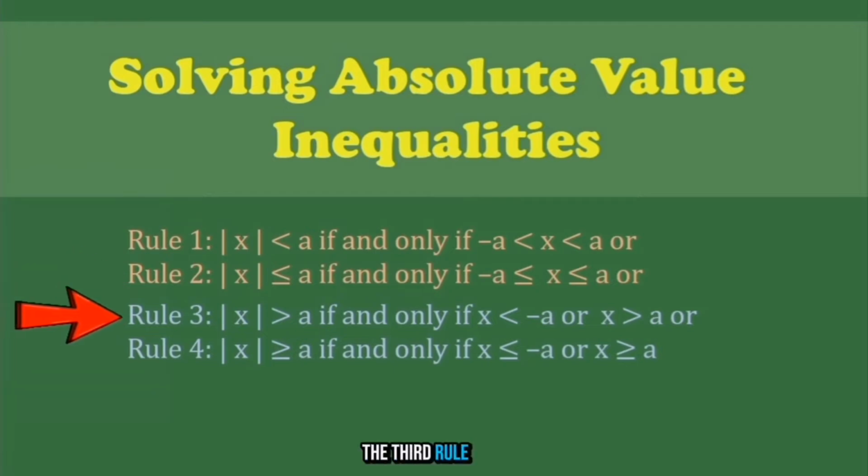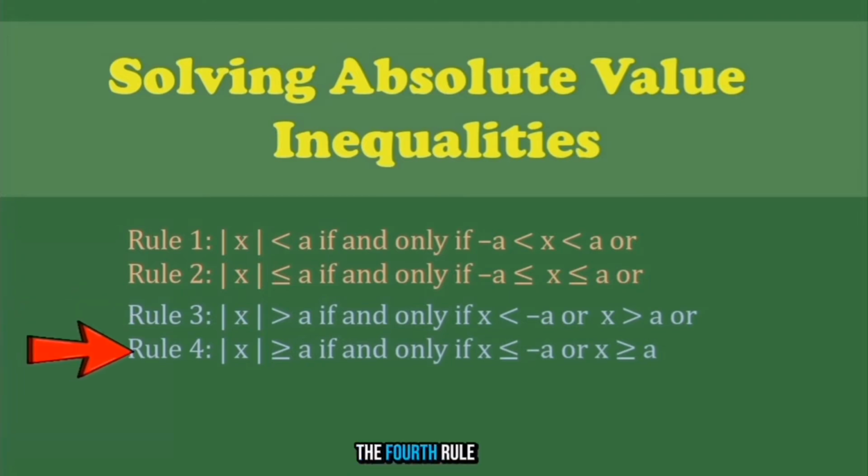The third rule: the absolute value of x is greater than a if and only if x is less than negative a or x is greater than a. If the absolute value of x is greater than a certain number, then x must be less than the negative of that number or greater than the positive of that number. In simple terms, x is either less than negative a or greater than a.